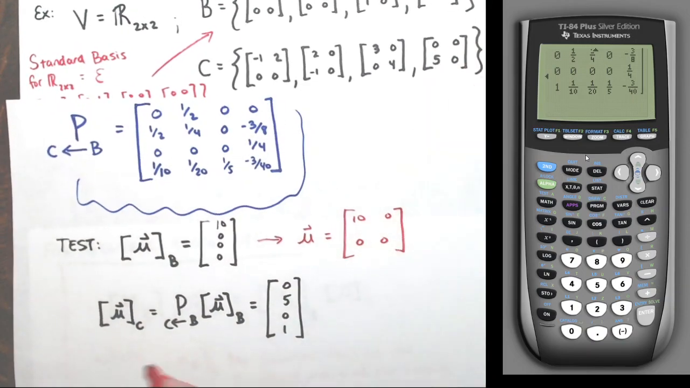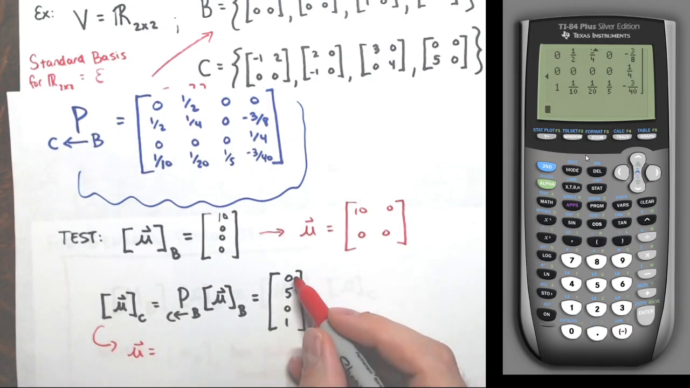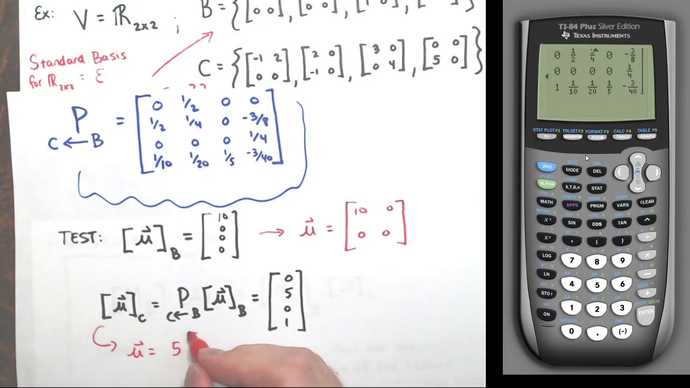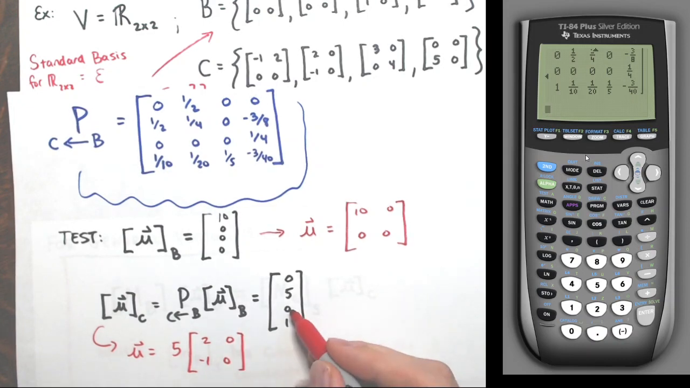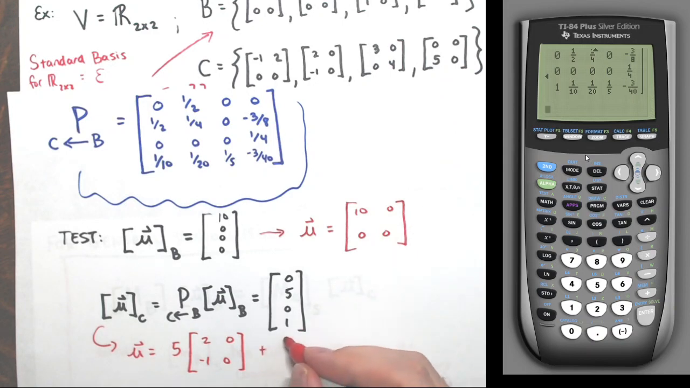According to this, U would be equal to none of the first vector in C plus 5 of the second vector in C, 5 of that matrix 2, 0, negative 1, 0, none of the third vector, and then one of the last vector, so plus the last vector, 0, 0, 5, 0.